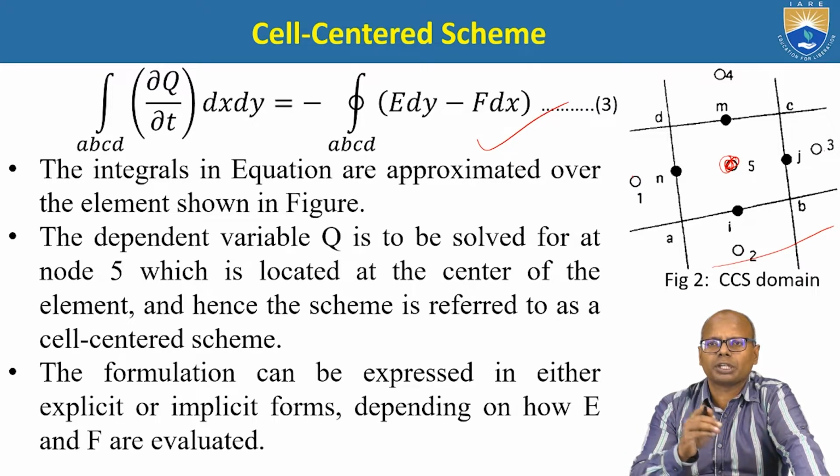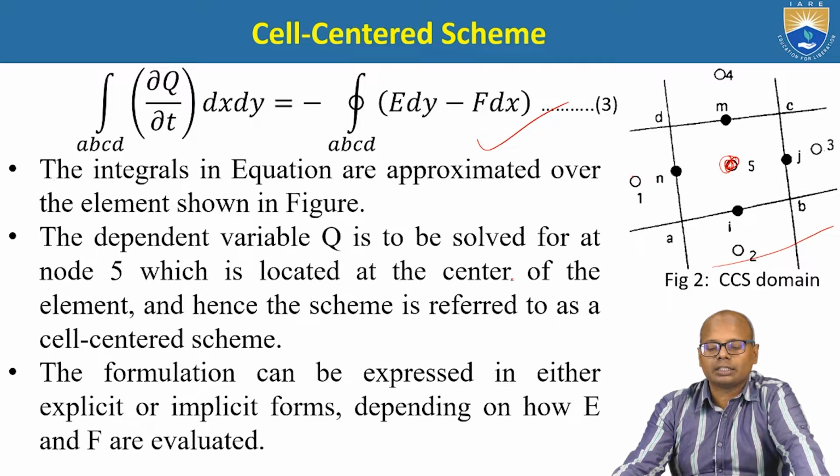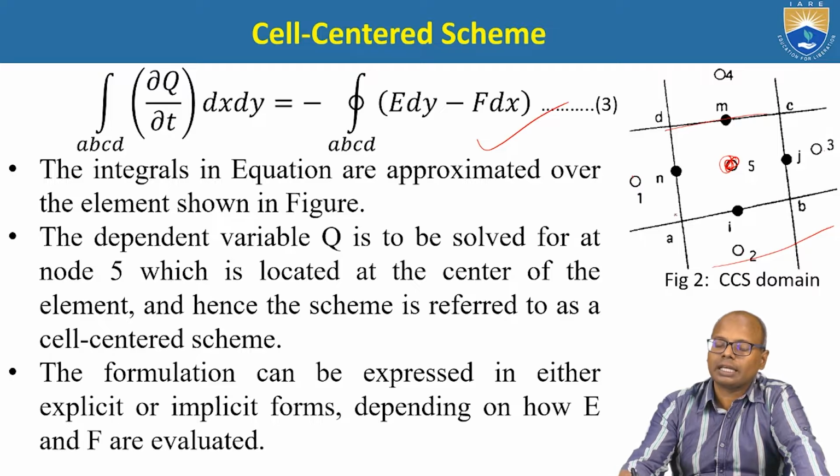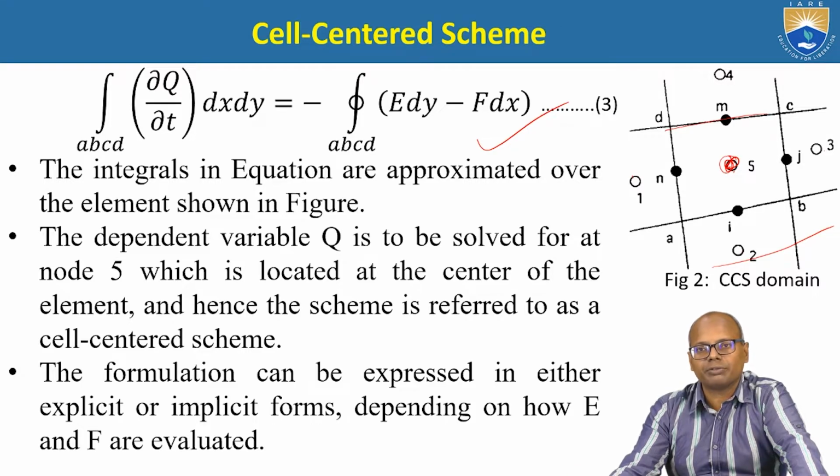We have to solve for q over this node, which is located at the center of the element, and the scheme is referred to as the cell centered scheme. So this ABCD is there, and in the center of this ABCD I have my node 5. Because 5 is in the center of the cell, it is called a cell centered scheme.